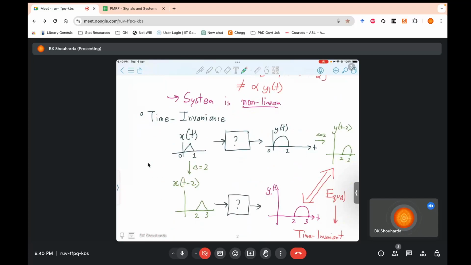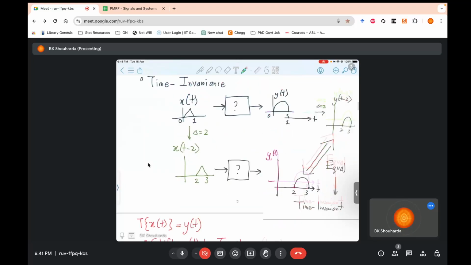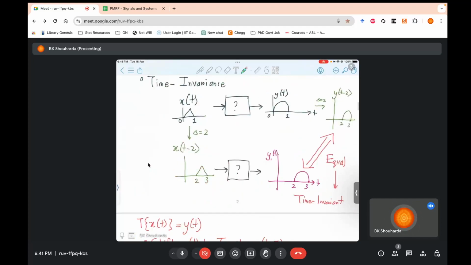And time invariance means if you have a signal x(t) and its output is y(t), then if you shift the signal x(t) and pass the shifted input to the system, the output will also be the shifted version of the initial one. Okay, that's time invariance. That means that the system does not cause any deviation in the shift. Whatever shift you do in the input, that shift will automatically be visible in the output of the shifted input.